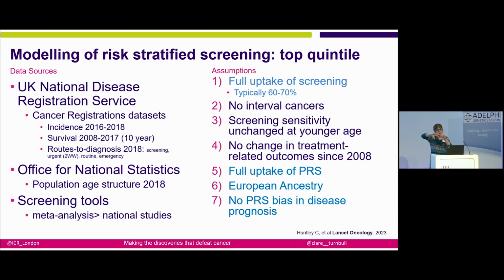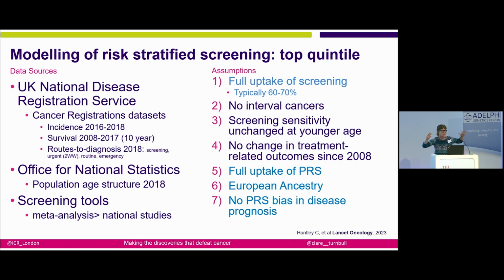So what happens when you take people from the standard routes to diagnosis, their stage distribution, and then adjust it for a screening stage distribution with the commensurate survival, and then use population age structure and the performance from meta-analyses of different screening tools. We made every possible optimistic assumption we could when we did this analysis. So everyone takes up screening. Everyone wants their polygenic risk score. There are no interval cancers in the screening.